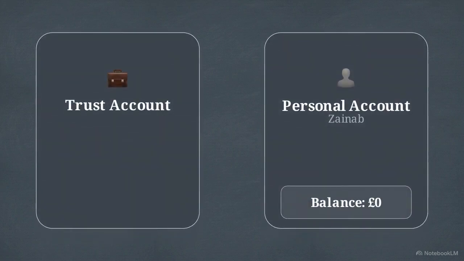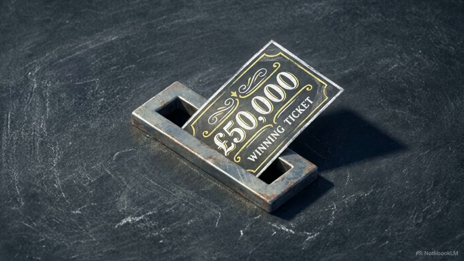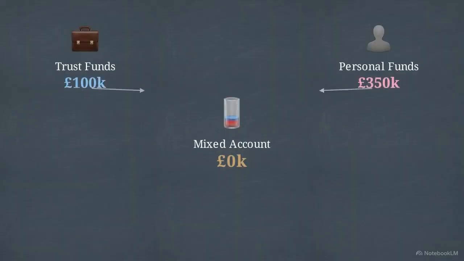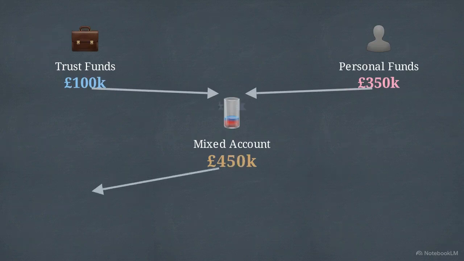Consider a solicitor named Zainab. She transfers £100,000 from a trust account into her personal bank account, which currently sits at zero. Shortly after, Zainab wins £350,000 on the lottery and deposits those winnings into the same account. The trust funds and her personal funds are now completely mixed.